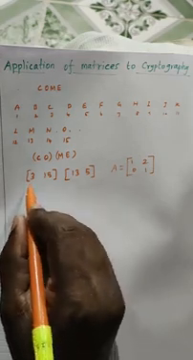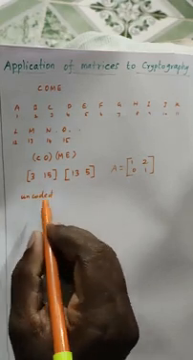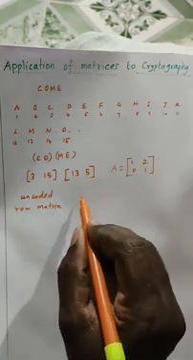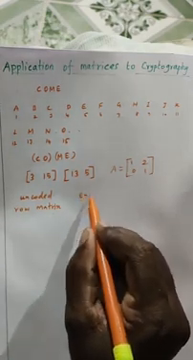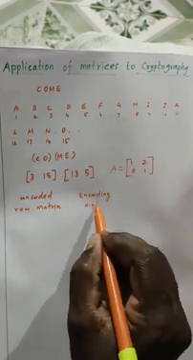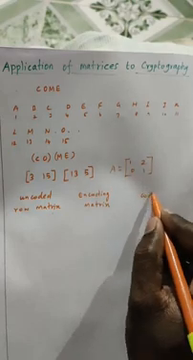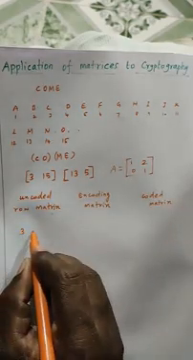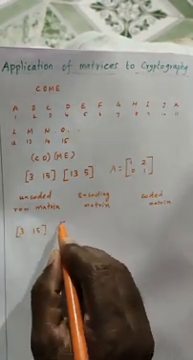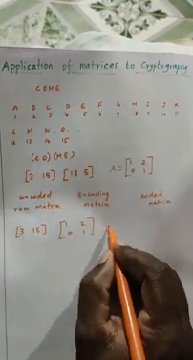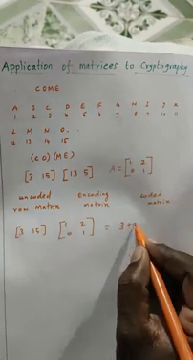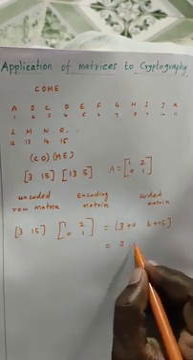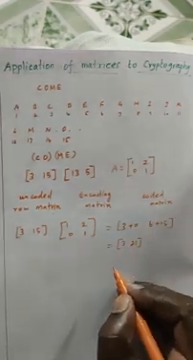Then we are going to encode the message. First, we have the uncoded row matrix, and this is the encoding matrix, and we have the coded message here. It's a coded matrix. The first one is 3, 15, and the encoding matrix is 1, 2, 0, 1. Then multiplying, we get 3 plus 0 and 6 plus 15, that is 3, 21. The coded message is 3, 21.